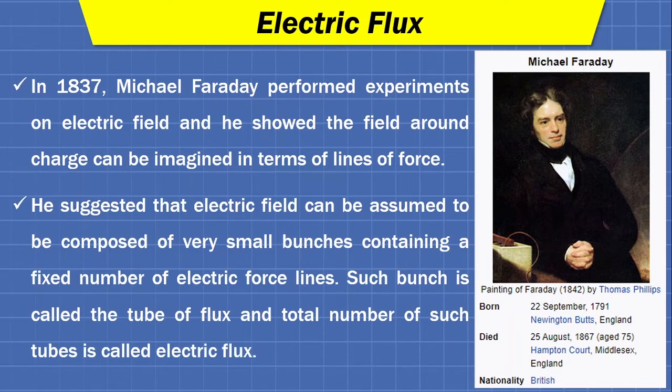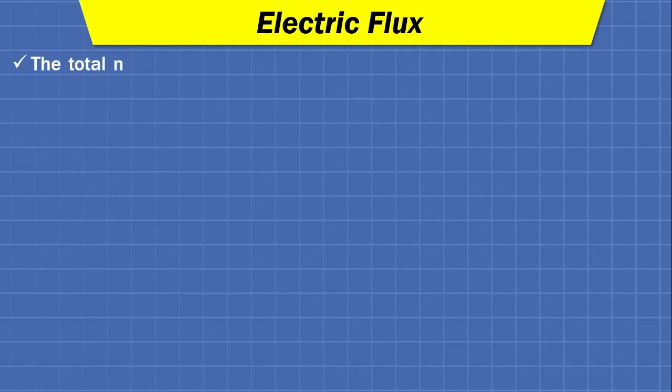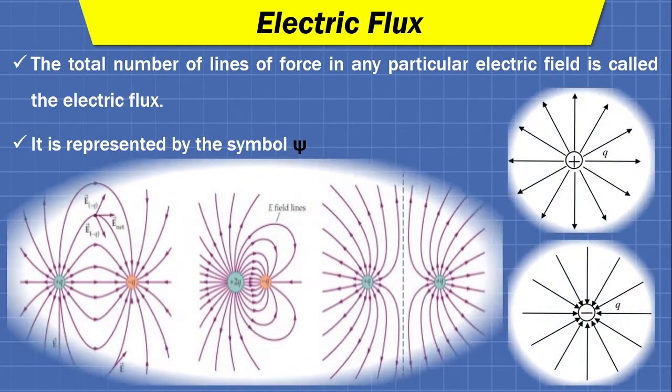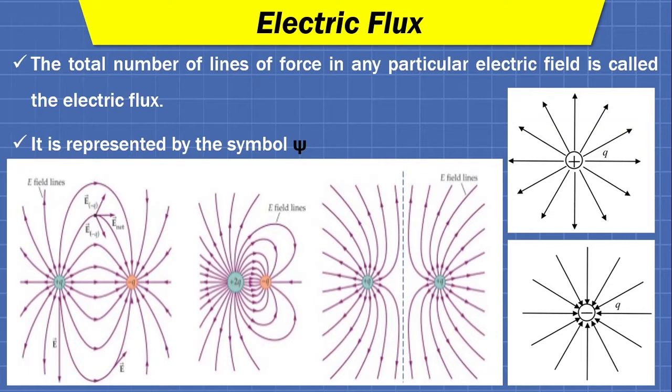So the basic idea of Michael Faraday was that the total number of lines of force in a particular electric field is called electric flux. This is how we can define electric flux, and the symbol for flux is the Greek letter psi. As you can see, here is the symbol of electric flux. I have shown the flux for different configurations of charges.